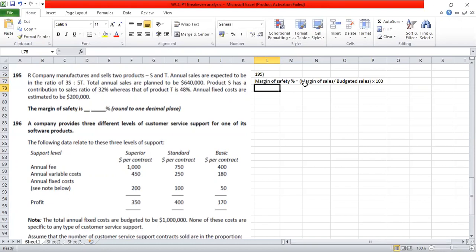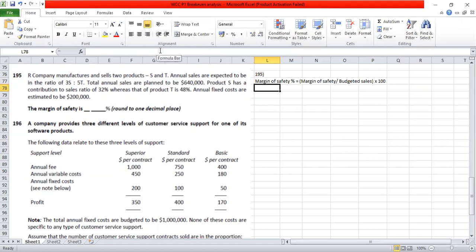But do we know what is margin of safety? I'm really sorry, what did I write? Margin of safety, sorry, not sales. So what is margin of safety is what has to be understood.